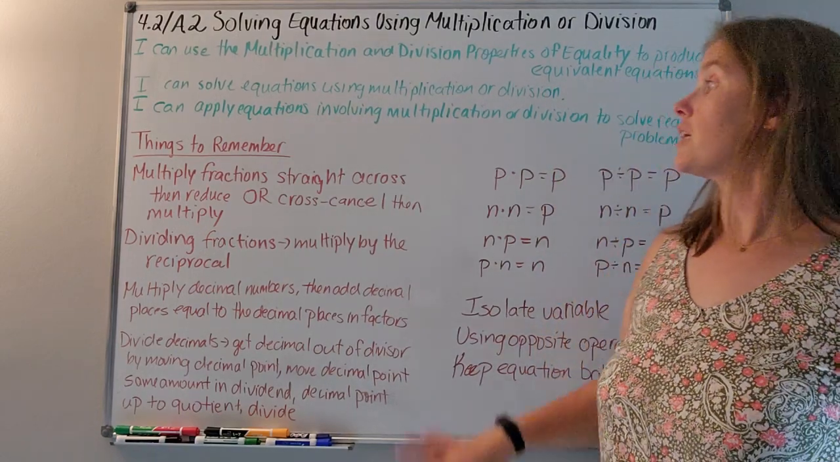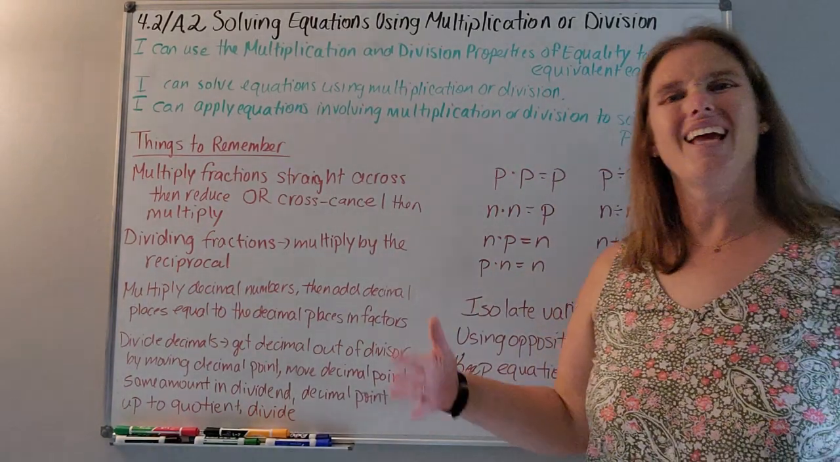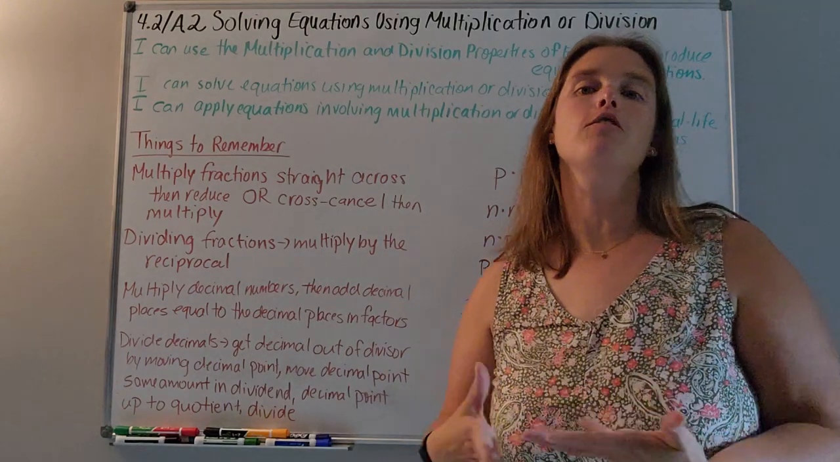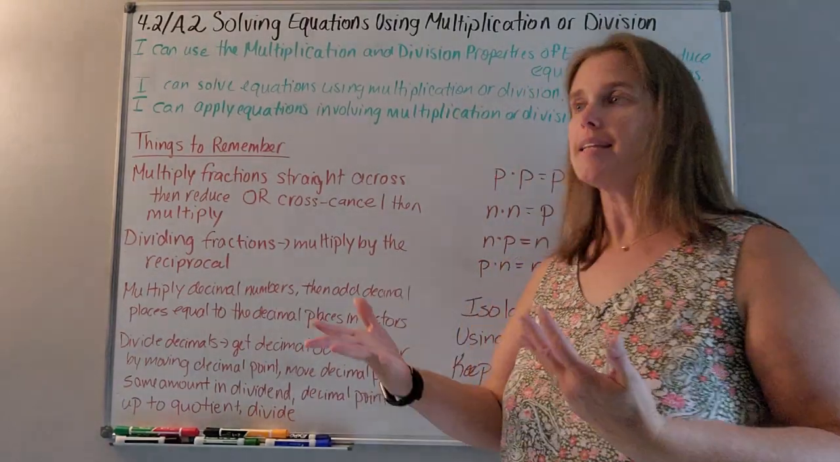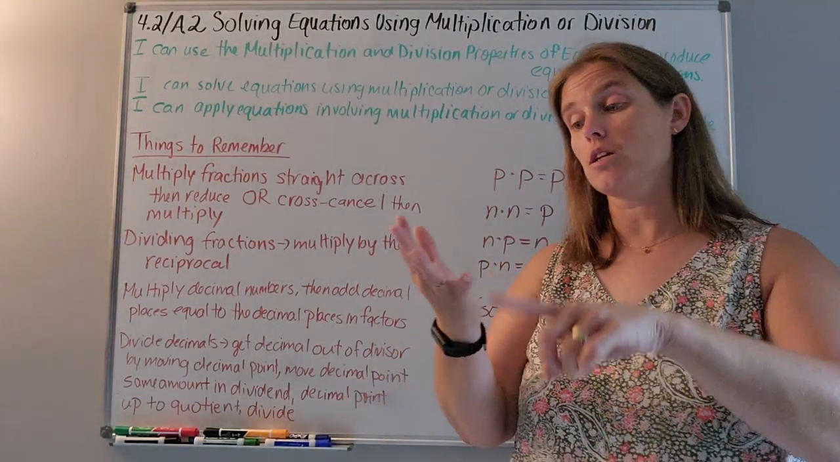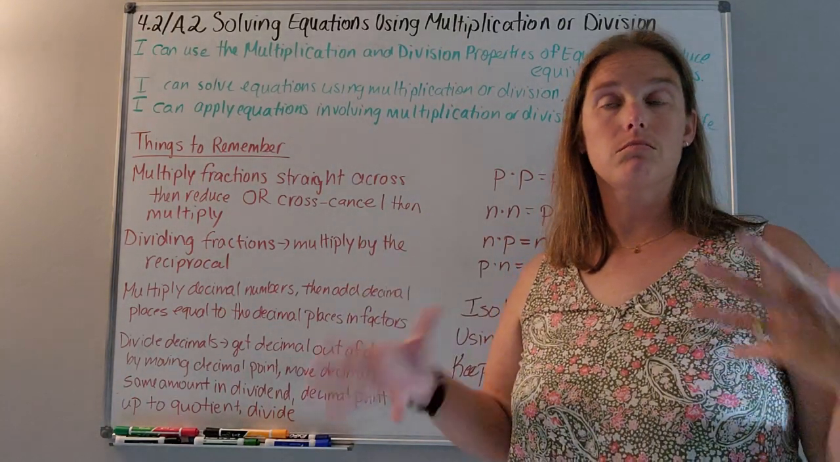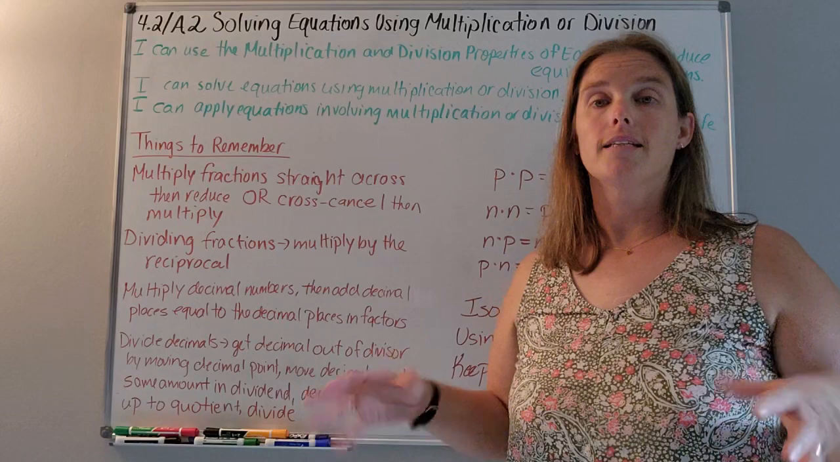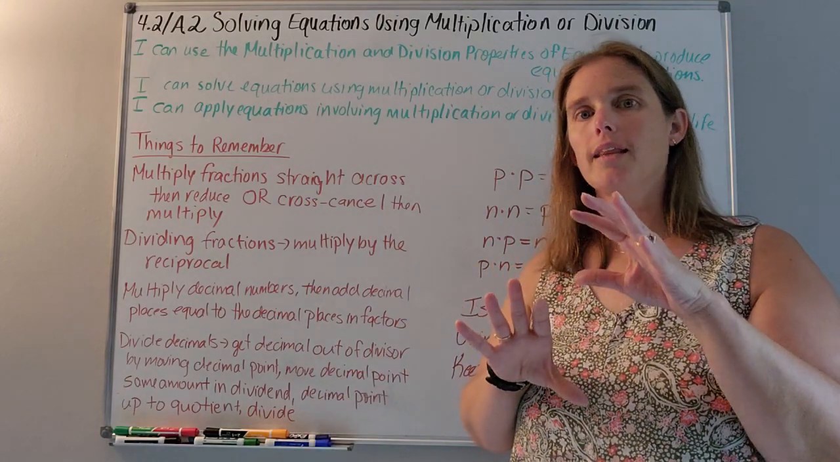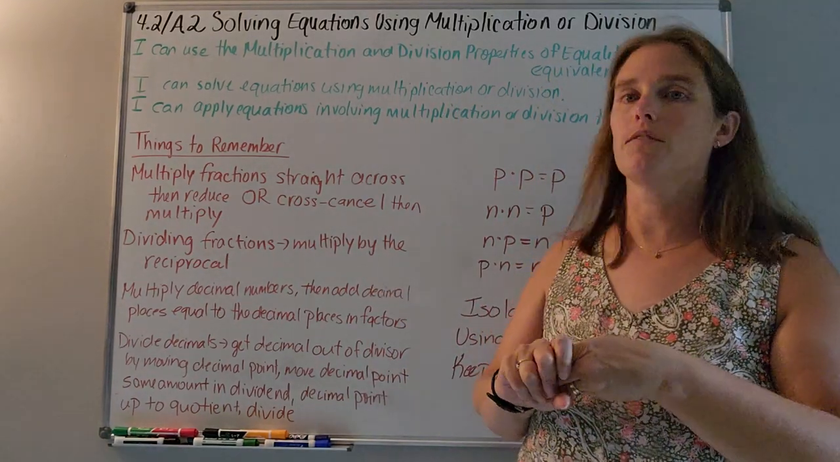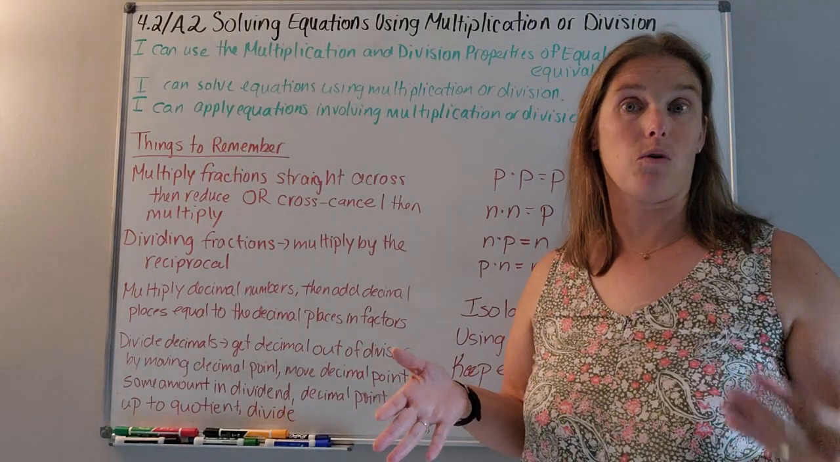Now, it looks like there's a whole lot of things to remember, and there are, but it's all stuff we've been doing, okay? It's taking the ideas of multiplying and dividing integers and fractions and decimals, all those different types of numbers, and taking all those rules and putting them together with the equation stuff. So I thought it'd be good just to review some of that real quickly.